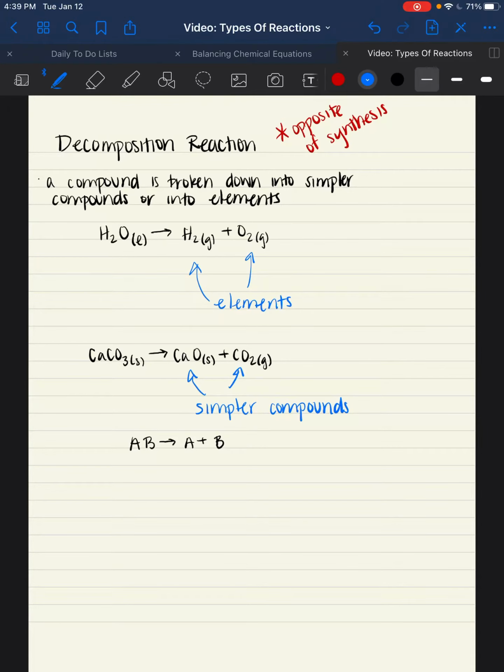In this video, we're going to be talking about decomposition reactions. The easy way to remember a decomposition reaction is it's essentially the opposite of a synthesis reaction. So remember, in synthesis reactions, we were taking elements or simple compounds and combining those to make more complex compounds. So in this case, we are taking a compound that is more complex and breaking it down into simpler compounds or elements. So remember that definition right there.